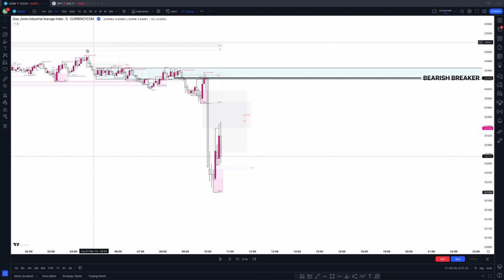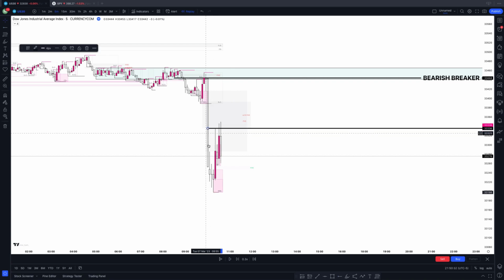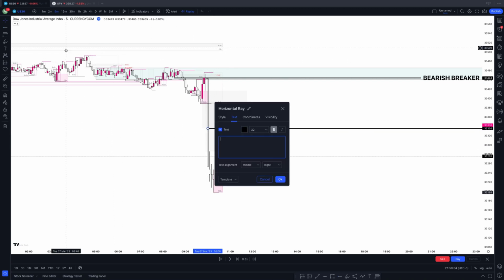By the time I came back into the market, I saw that it was rejecting from this fair value gap. It was rejecting from a 15-minute fair value gap. Sometimes I do use fair value gaps as support and resistance. So I knew as long as it's below this fair value gap, it's going to be bearish.